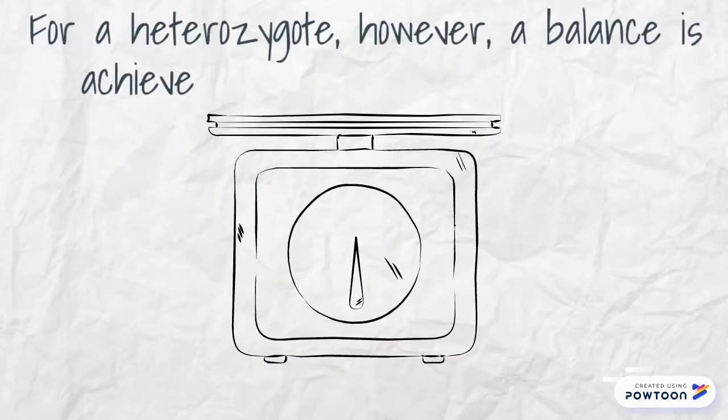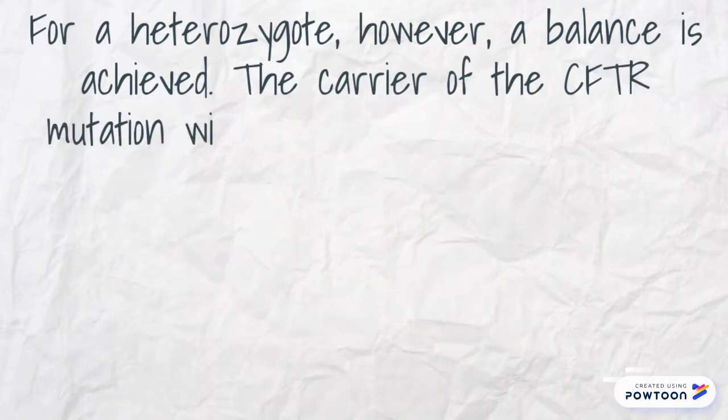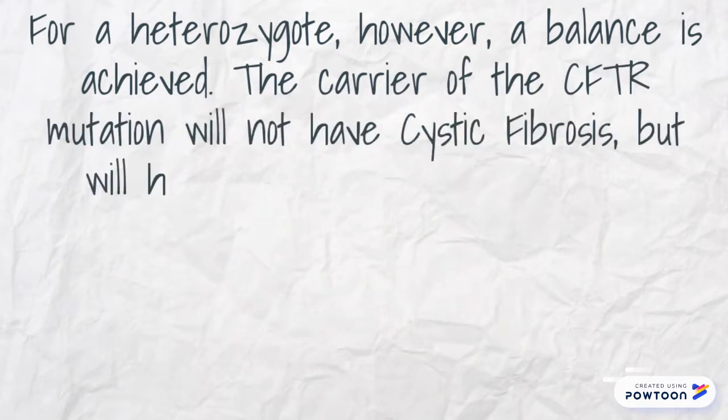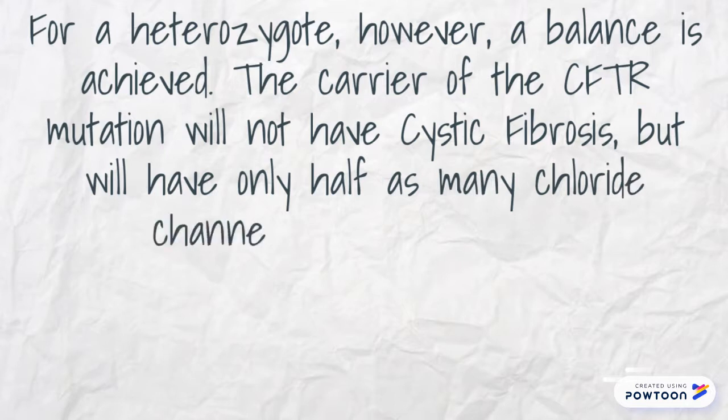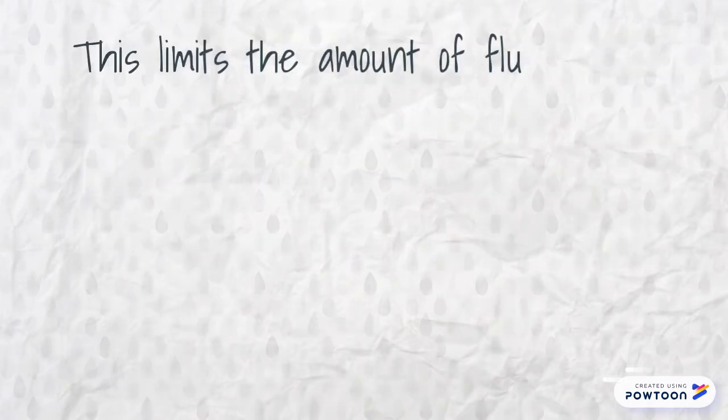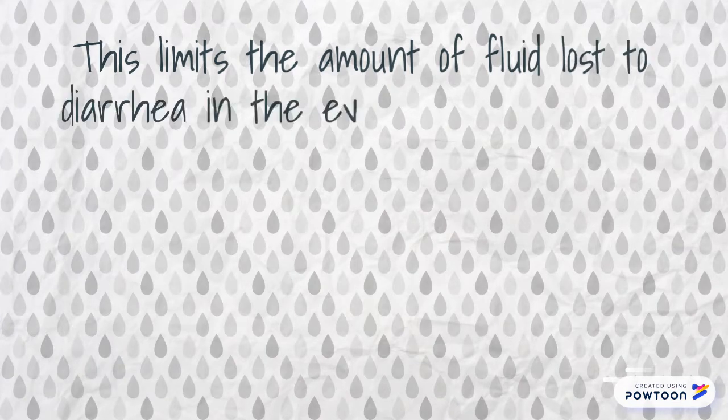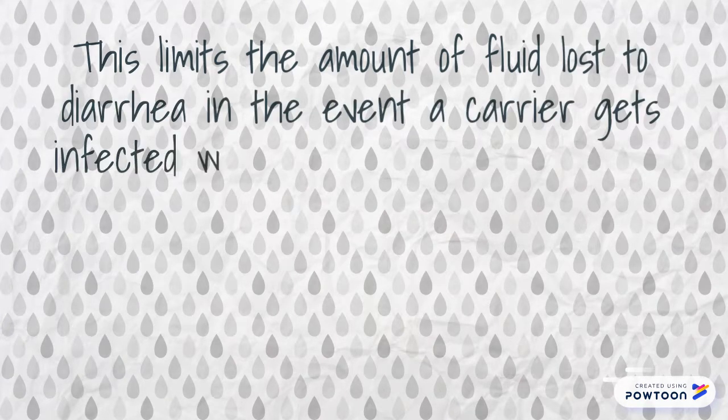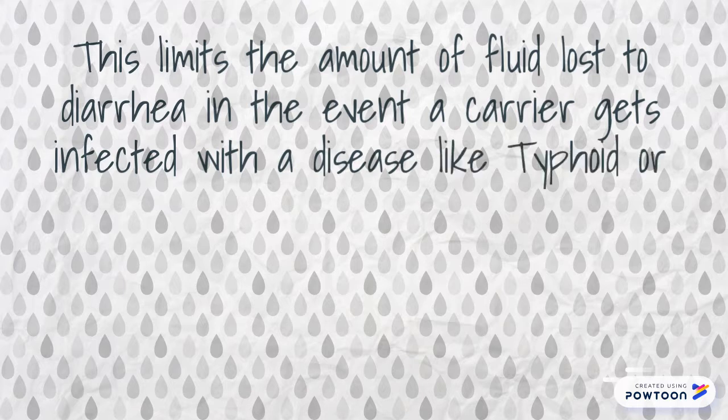For a heterozygote, however, a balance is achieved. The carrier of the CFTR mutation will not have cystic fibrosis, but will have only half as many chloride channels as a non-carrier. This limits the amount of fluid lost to diarrhea in the event a carrier gets infected with a disease like typhoid or cholera.